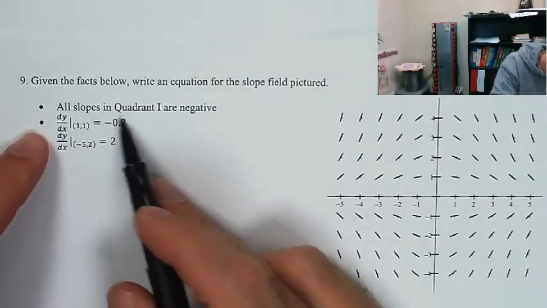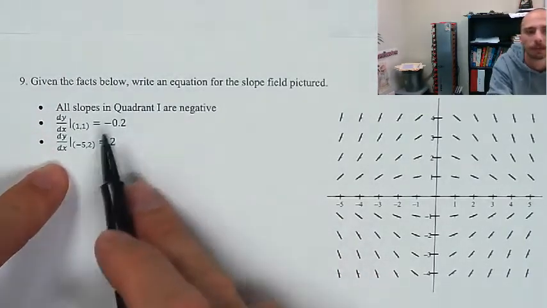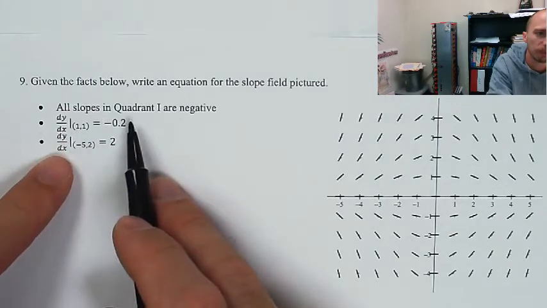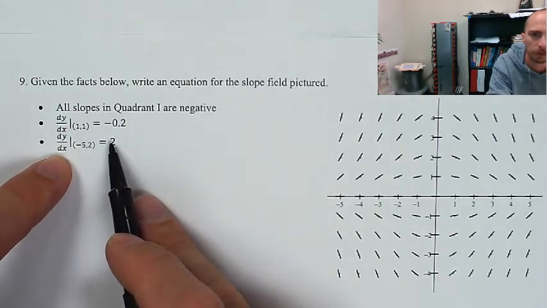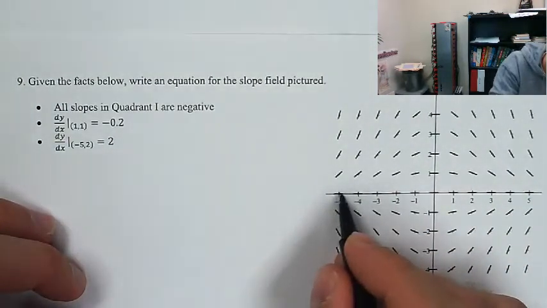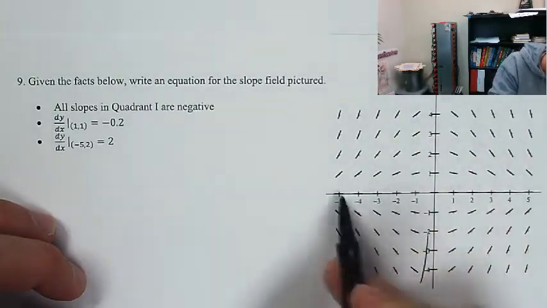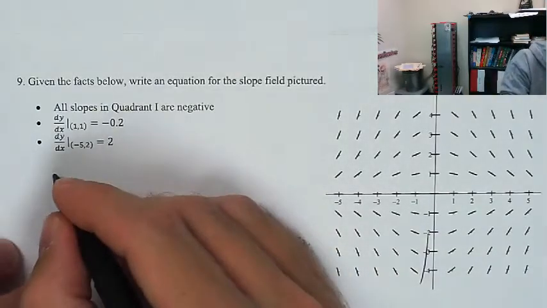So all slopes in quadrant 1 are negative. I think that's going to be something I'm going to use to check my answer at the end. The derivative at (1, 1) is negative 0.2, and dy/dx at (negative 5, 2) is equal to 2. So I can see that any time x is equal to 0, or y is equal to 0, dy/dx is equal to 0. So that's going to be a huge hint.